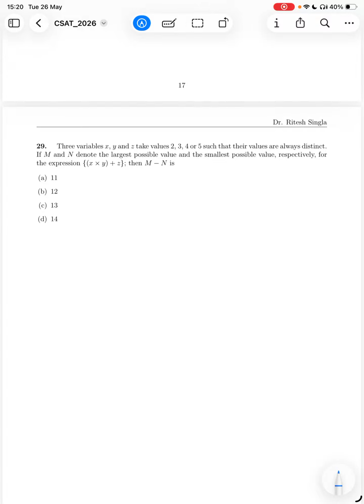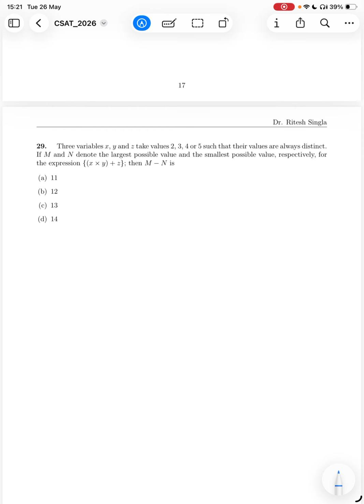Okay, the next question says three variables x, y and z take values 2, 3, 4 or 5 such that their values are always distinct. So x, y, z can take any of these values, but none of the values are repeated. If x is taking 2, then y and z can take from 3, 4 and 5, and say y is taking 3, then z can be either 4 or 5. If m and n denote the largest possible value and the smallest possible value respectively for the expression x cross y plus z, then what is m minus n?